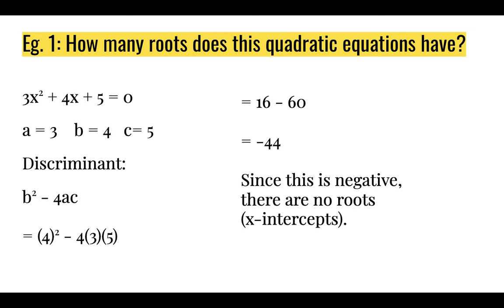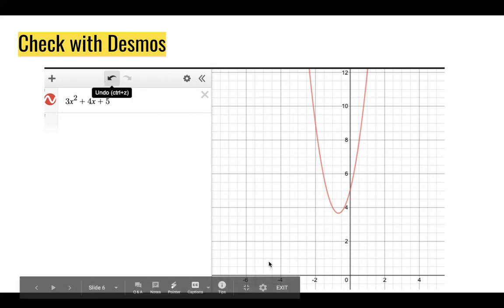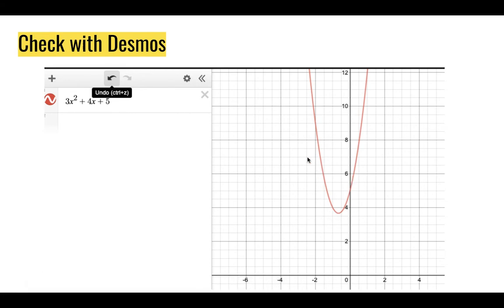So if we graph our equation in Desmos, you'll see the parabola looks like this. And notice how it does not go through the x-axis. So that means there's no roots, there's no x-intercepts. So that's correct. Let's do another couple examples.